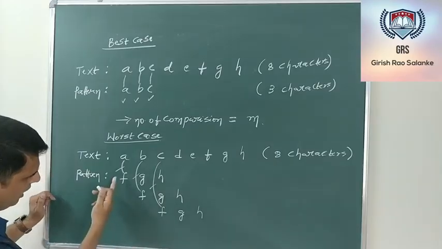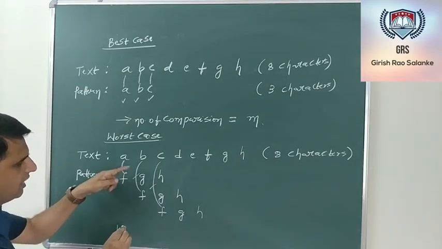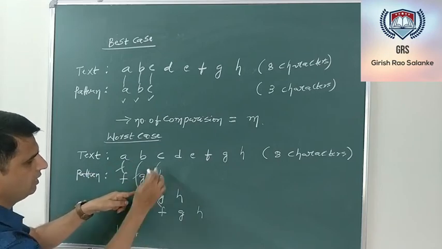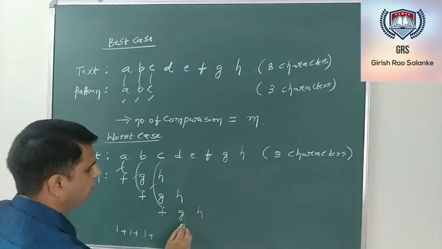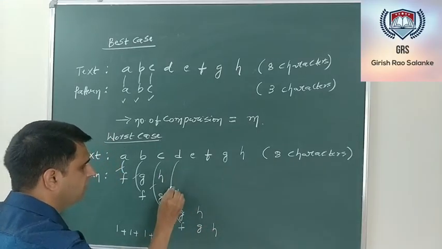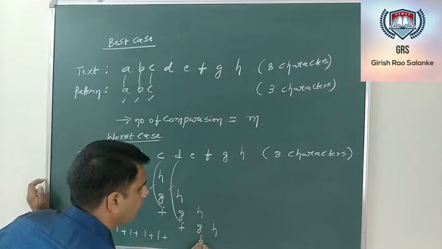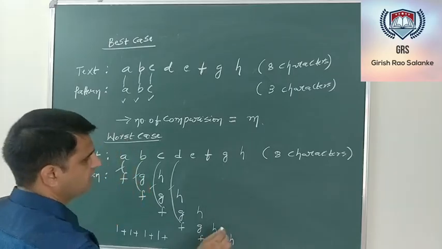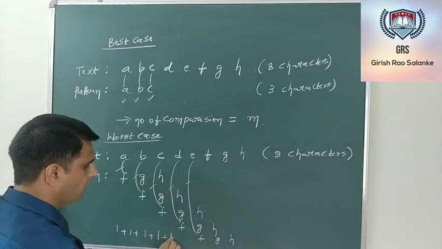Now you just note, in the first iteration how many comparisons have I done? I have done one comparison. In the second iteration I have done one comparison. In the third iteration also I have done one comparison. Now let me go for the fourth iteration. This is F, G, H. So I compare D with F, this does not match. This is just one comparison. Now I move to its right, F, G, H. I compare E with F, this does not match. Here I do only one comparison.